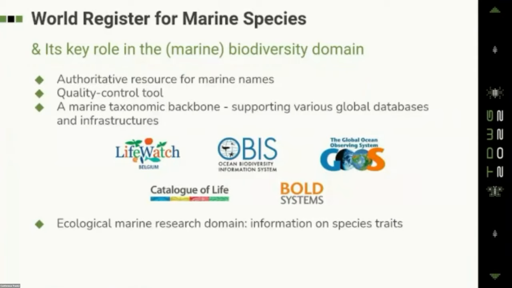WoRMS plays a key role in the marine biodiversity domain, in the first place as an authoritative classification catalog, which serves as a reference for the correct usage of marine taxon names and their taxonomic relationships. Besides that, it also serves as a quality control tool for the correct use of taxon names. And it also functions as a marine taxonomic backbone, which is used by various global databases and infrastructures, such as, for example, LifeWatch, OBIS, and GOOSE. Next to its taxonomic value, WoRMS is also valued for the information it offers on species traits, which forms a critical component in ecological marine research.